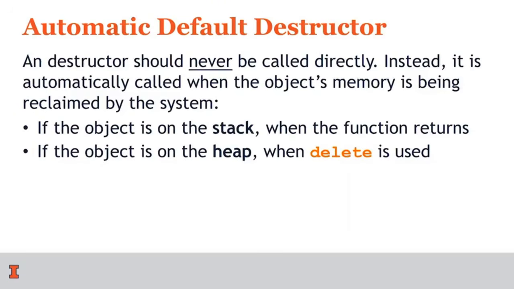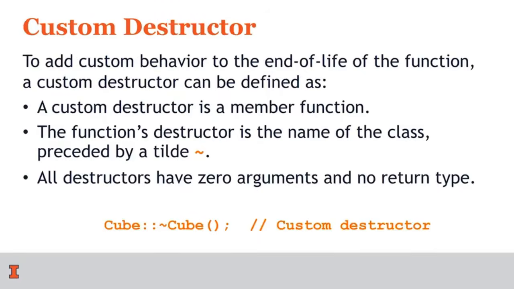Destructors are never called directly. Instead, they are automatically called by the C++ language when the object is being reclaimed by the system. So this happens differently depending on what kind of memory your object's in. If your object's in stack memory, your destructor is going to be called as soon as the function returns. So as soon as the function ends, that stack frame's gone out of scope. We're going to call the destructor on the objects in that stack frame. If it's on the heap, the destructor is only called when the delete keyword's used to reclaim that memory that the object was using.